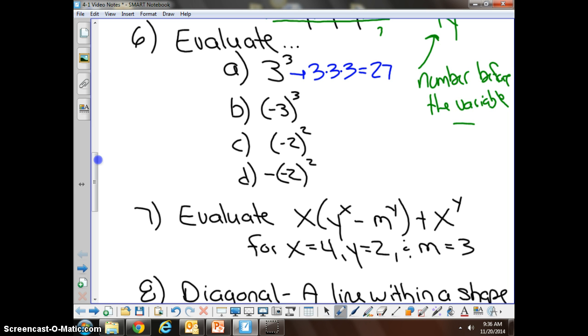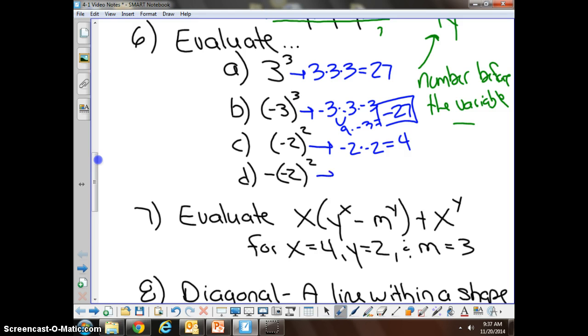In this case now, we don't have 3 to the third, we have negative 3 to the third, and that would be very much like saying negative 3 times negative 3 times negative 3. Negative 3 times negative 3 is 9, and we're going to multiply it by the last negative 3. So this answer is actually negative 27. Negative 2 squared would be negative 2 times negative 2, which is going to give us 4. Negative 2 times negative 2 is a positive 4 because we're multiplying a negative by a negative.